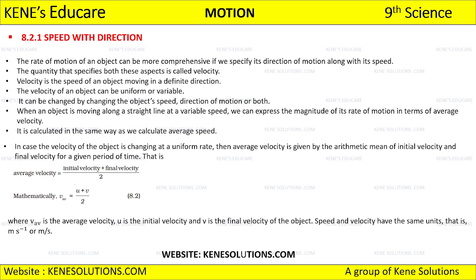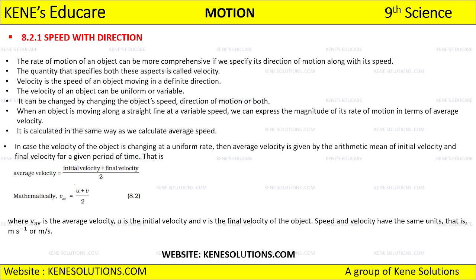So the velocity of an object can be uniform or it can be variable. Uniform means it can be the same throughout, and variable means it can keep on changing, right? It can be changed by changing the object's speed. If the velocity of the object is changing, how is it so? If we are changing the speed of the object or the direction of the motion, or if we are changing both, then we can say that the velocity has changed or varied.